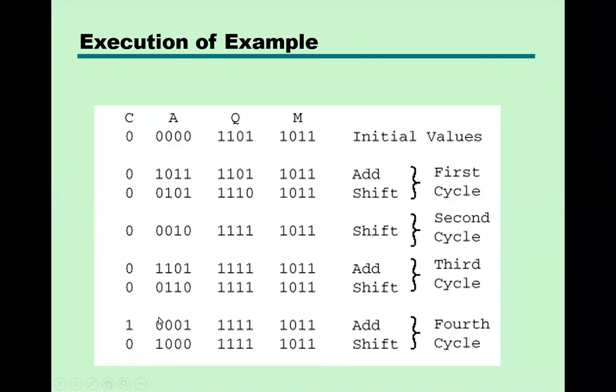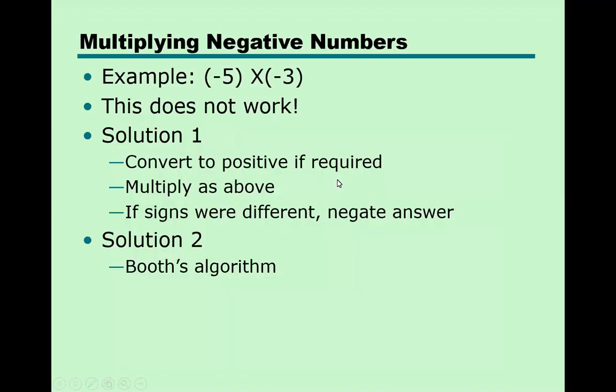So finally, you will get the answer. When you calculate 1 plus 2 plus 4 plus 8 plus 128, you will get the multiplication of these two numbers Q and M. So this example we have seen. Today we have a tutorial. In the tutorial, we will solve a number of problems on this example as well as the Booth's algorithm that we are going to discuss today.